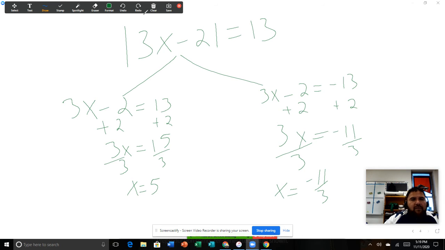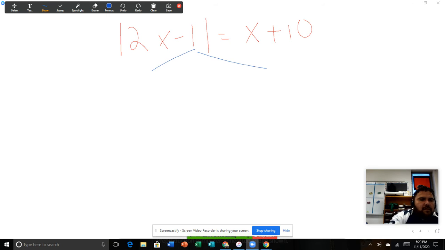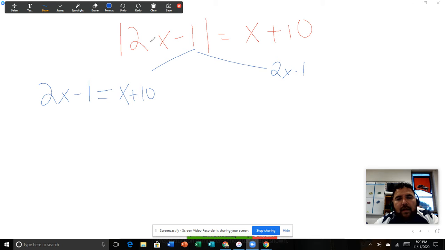Now let's do one where we have x values on the opposite side, right? Let's check to see if we have solutions. Next question is going to be something like this. Absolute value of 2x minus 1 is equal to x plus 10. Break this down into two equations. First of all, drop the absolute values. 2x minus 1 equals x plus 10, right? The second one is going to be 2x minus 1 equals negative of x plus 10.